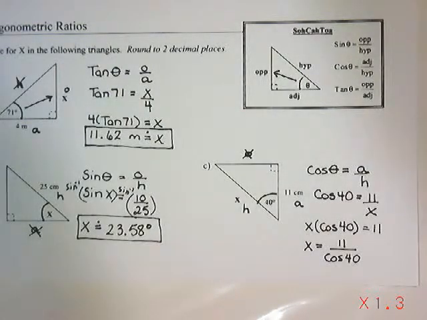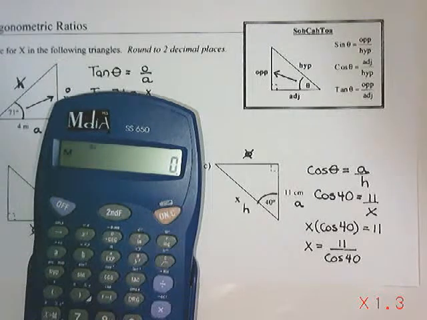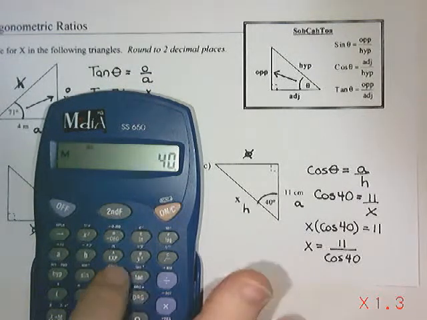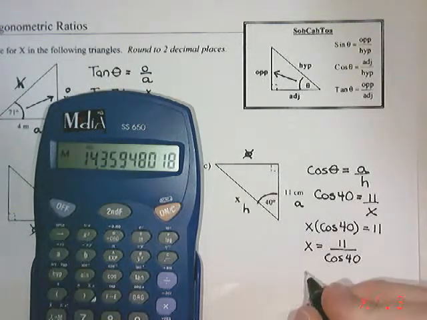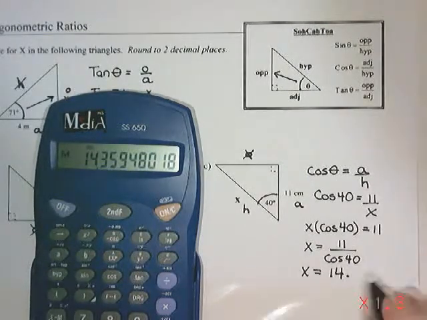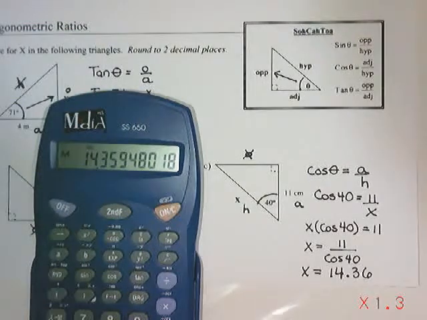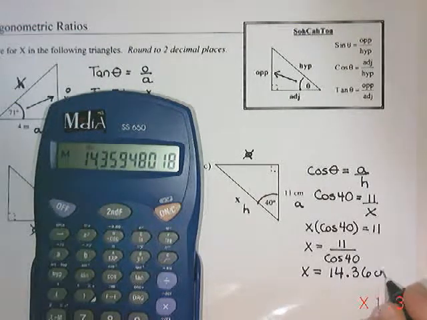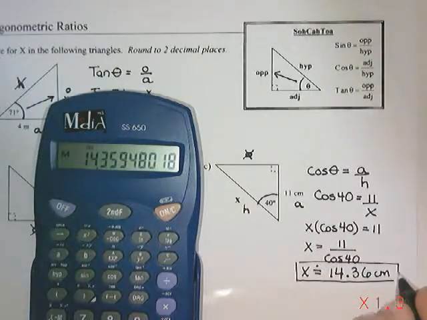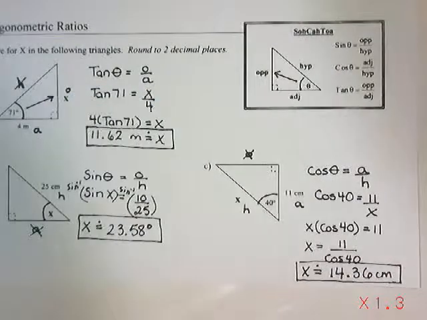That kind of rhymes. All right, so on my calculator, I'm going to do 11 divided by, now, once again, you could do cosine of 40 if it shows up on your screen. Otherwise, I have to do 40 and then cosine, equals approximately 14.36. And then that's going to be centimeters. Use a little dot there to show that it's approximate. And that's SOHCAHTOA.